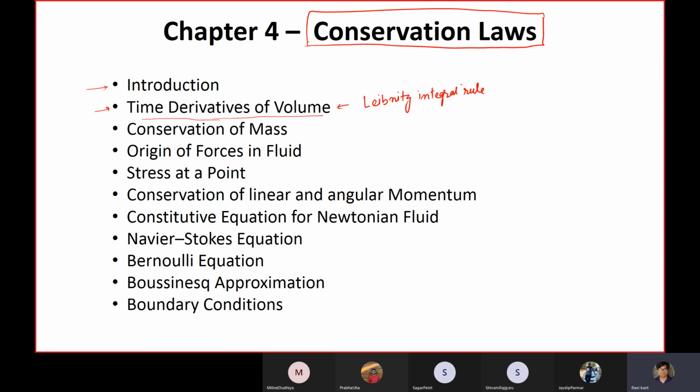Based on this Leibniz principle, we are going to do the derivatives of a particular volume, which is an essential part of fluid mechanics to derive the conservation laws related to fluid mechanics. This could be advantageous for us. We'll talk about conservation of mass, which is nothing but the continuity equation.